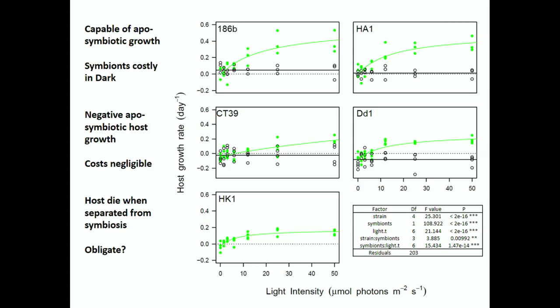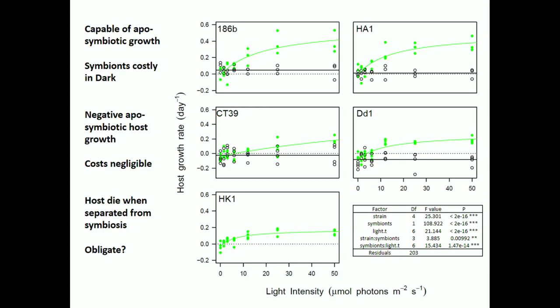This is the same sort of plot as that first one you saw. So the growth rates of hosts with symbionts in green and without symbionts in white, in a range of different strains. And what you can see is that in the top panel, those strains display a similar pattern to the one we saw in that previous paper, where hosts benefit in the light but pay a cost in the dark. In these strains, there's some positive low growth when you don't have symbionts, which is faster growth than with symbionts in the dark.